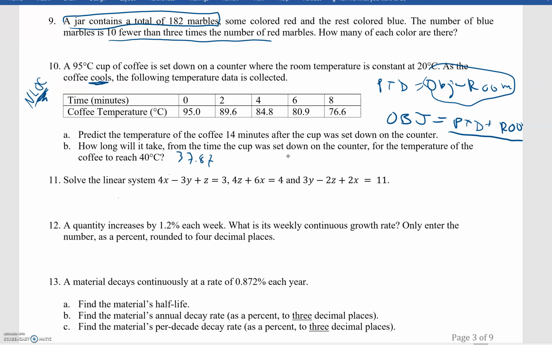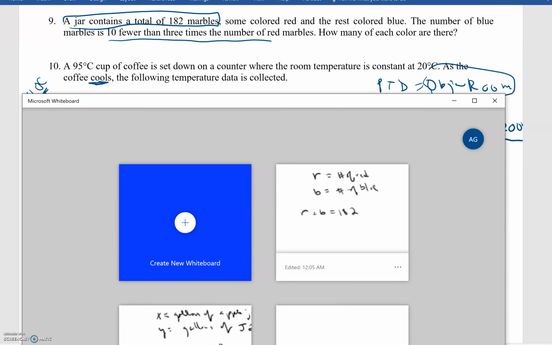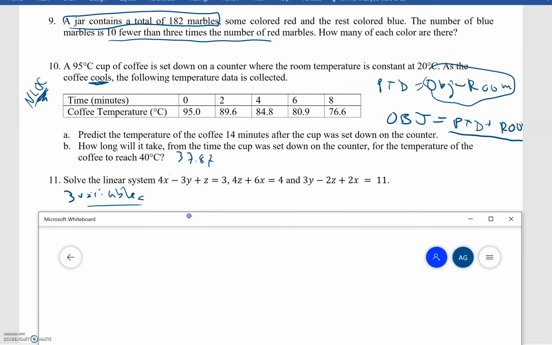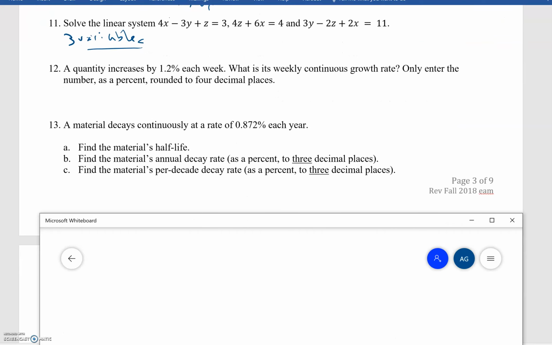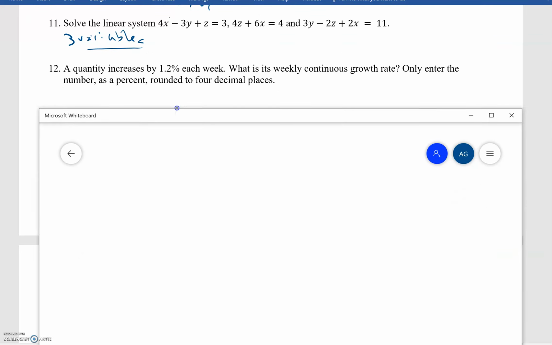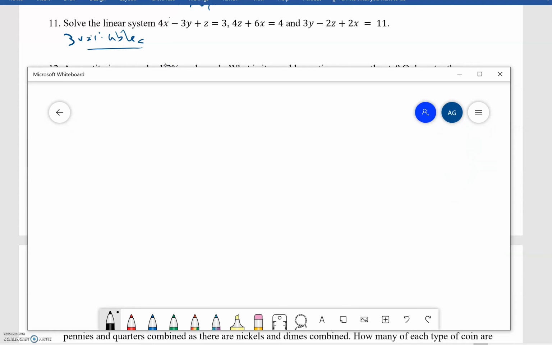Solve the linear system 4x minus 3y plus z equals 3, and so on and so forth. All right, so what I notice about this right off the bat is I have 3 variables. So I'm going to need to arrange my system appropriately. Arrange my windows too. So the first one is actually fine. I can leave it as is.